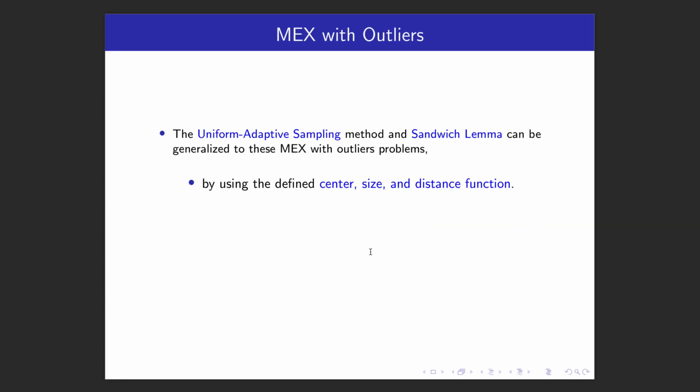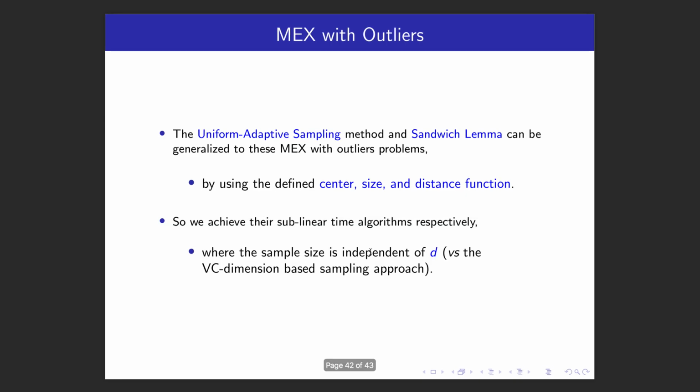So by using the defined center, size, and distance function, we can generalize our proposed uniform adaptive sampling method and sandwich lemma to solve these MEX with outliers problems, and we achieve sublinear time algorithms respectively. One thing we should emphasize is that for each algorithm, the sample size is independent of the dimensionality. So this is a key difference with the VC dimension-based sampling approach.